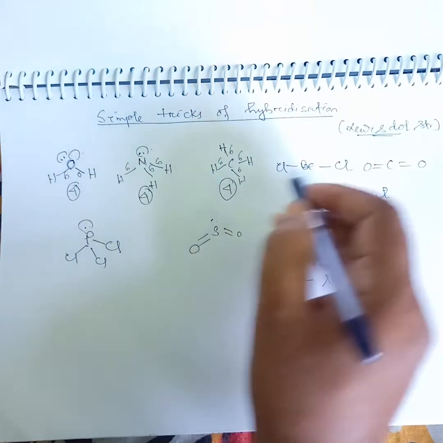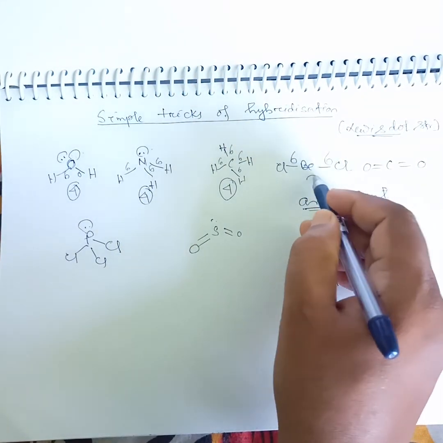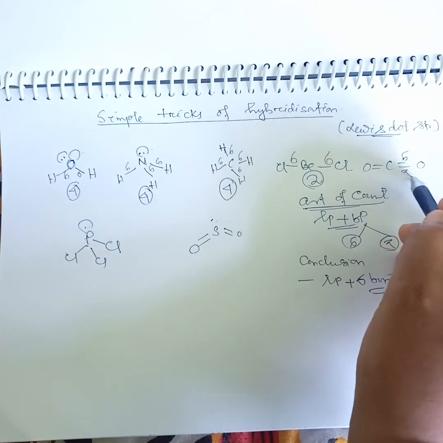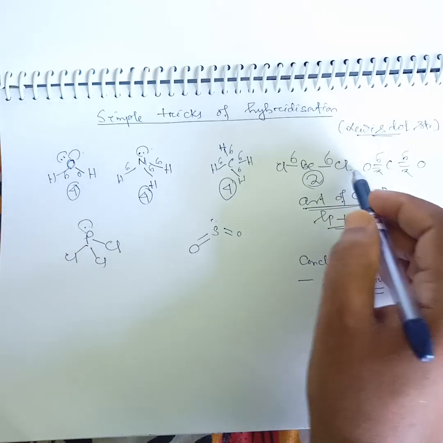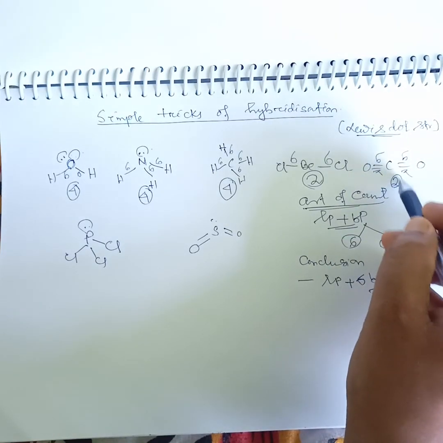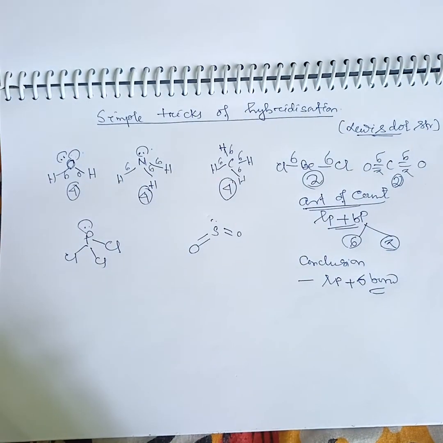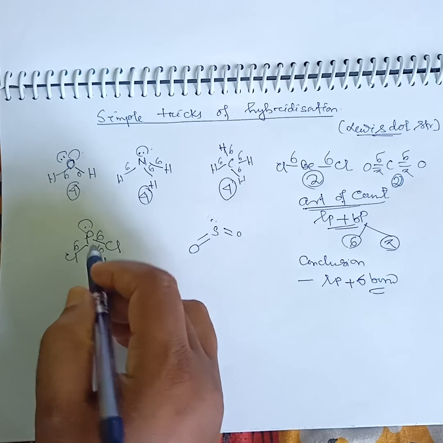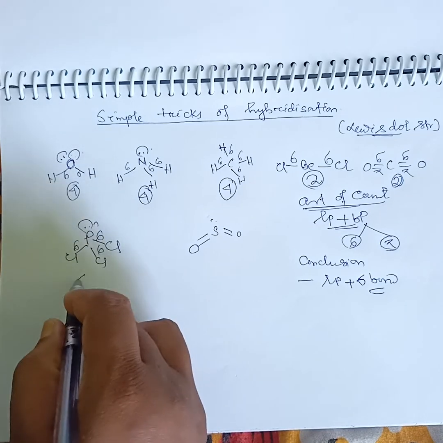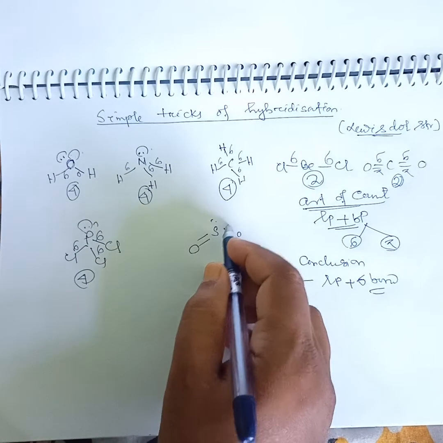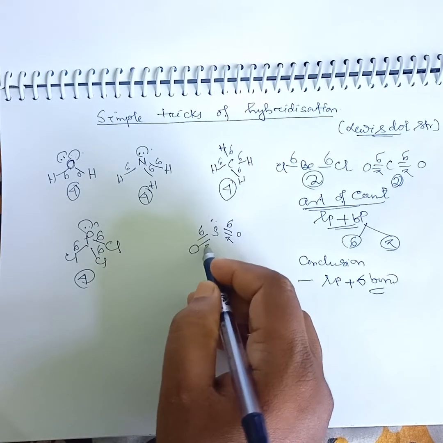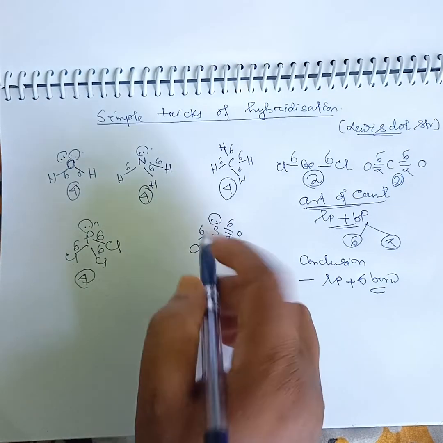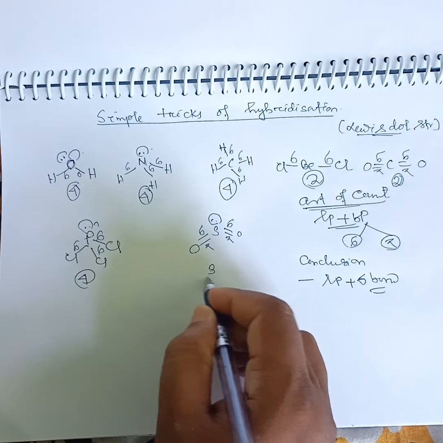Here, 2 sigma bonds and no lone pair, so 2. In carbon dioxide, 1 sigma and 1 pi, 1 sigma and 1 pi, so in total there are 2 sigma bonds, because we have decided not to count the pi bonds. Here 3 sigma bonds and 1 lone pair, so total 4. In sulfur dioxide, 1 sigma, 1 pi, 1 sigma, 1 pi and 1 lone pair. We will not count the pi bonds, only the sigma bonds. So 2 sigma bonds and 1 lone pair, so 3.